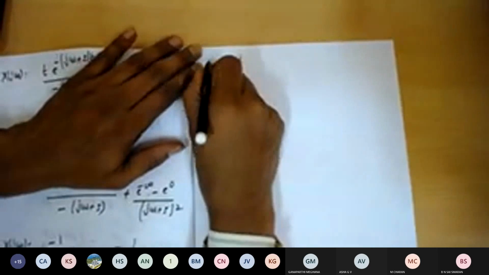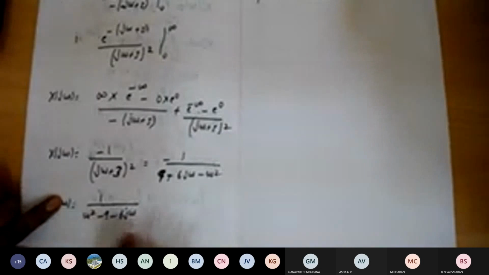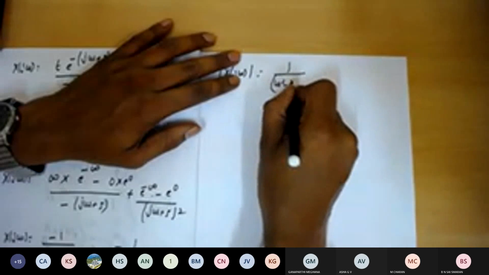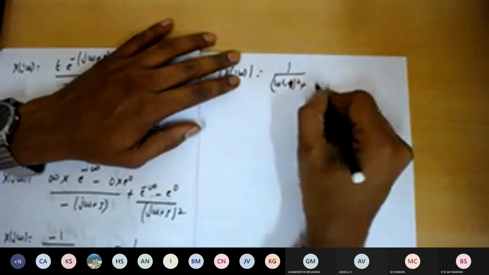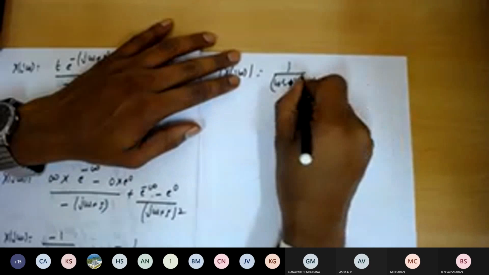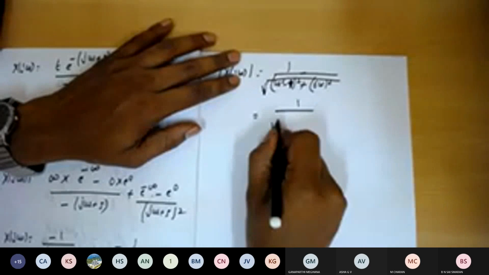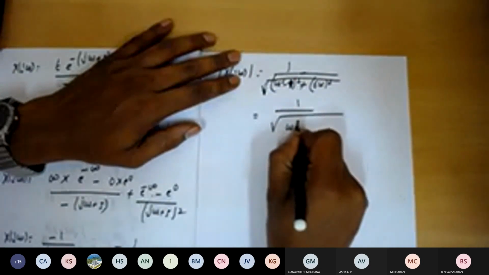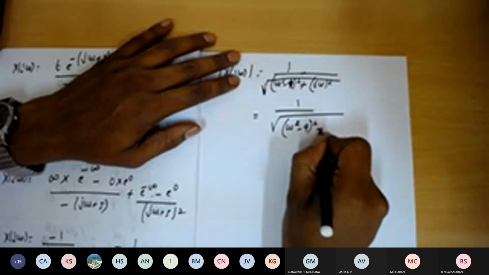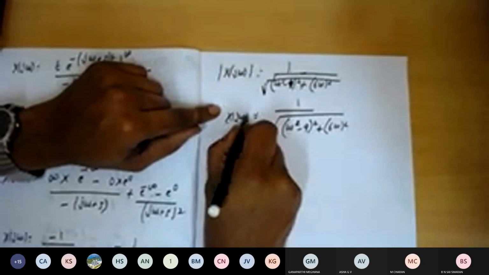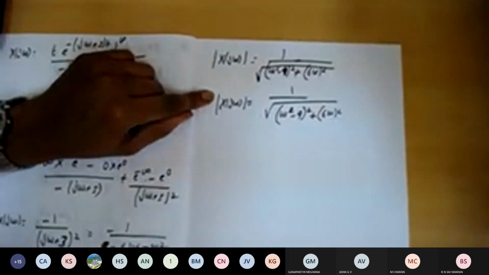So we'll find the magnitude response. The magnitude of X of j omega is 1 divided by the square root of the real part square plus the imaginary part square. The real part is omega square minus 9, the whole square, plus the imaginary part 6 omega, the whole square, under the root. I'm going to rewrite here: under the root of (omega square minus 9) the whole square plus (6 omega) the whole square. This is the magnitude response.